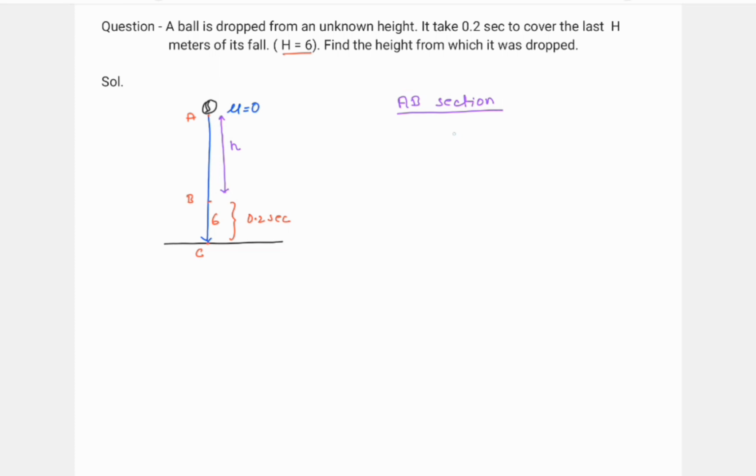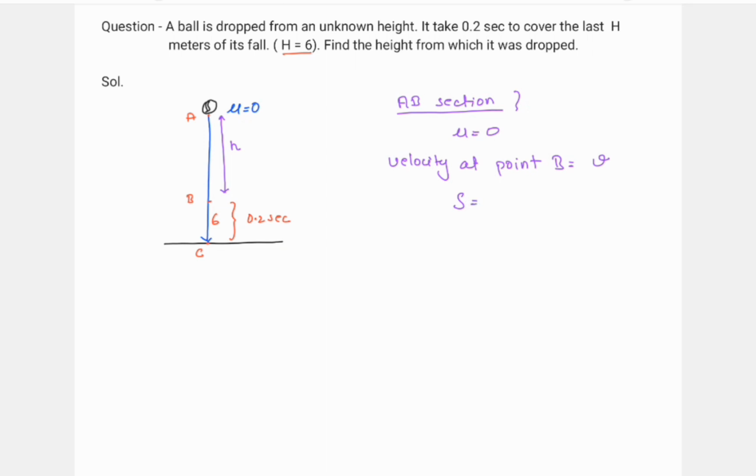What is the initial velocity? Initial velocity u is 0. And what is the final velocity? Final velocity means the velocity at point B, because B is the final point for this calculation. In the AB section, A is the initial point and B is the final point. I am considering the velocity at point B as v. What is the s for this journey?